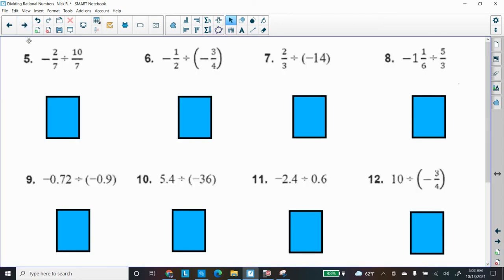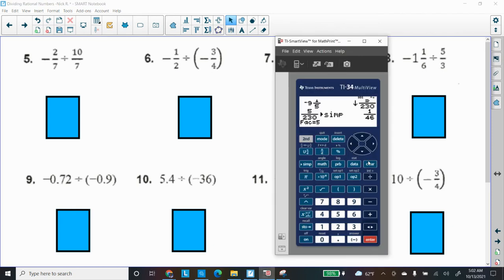So here's some more questions for you to do. It's just good practice. Remember, you have to change them to a fraction. So type them into your calculator. Let's get one up and get it out of the way. So I'll try number 5, negative 2/7.